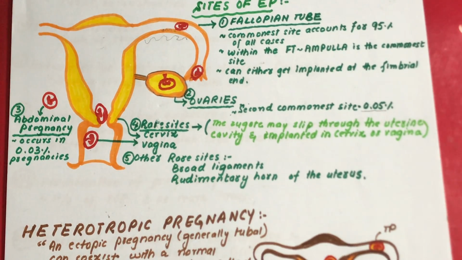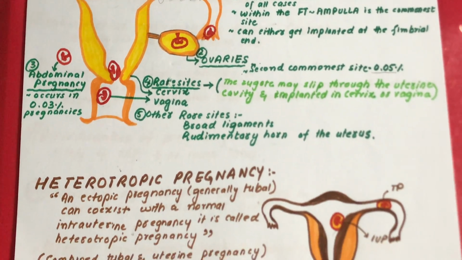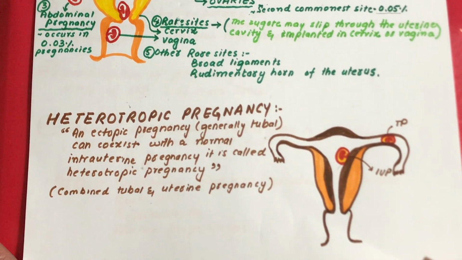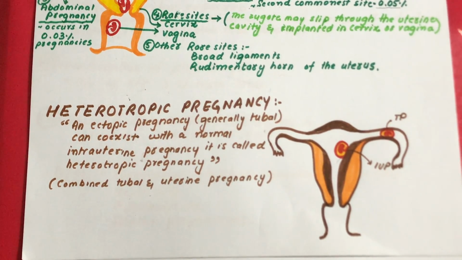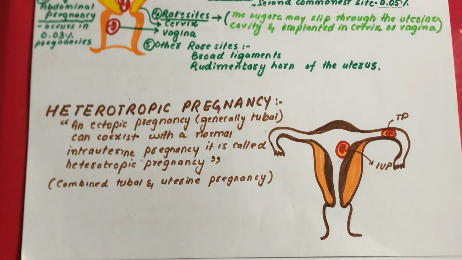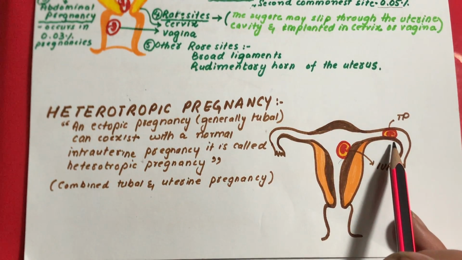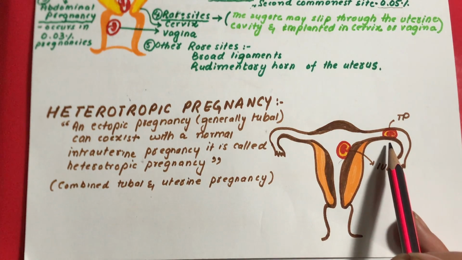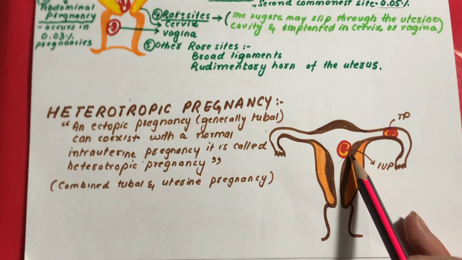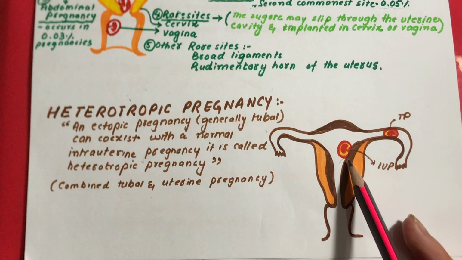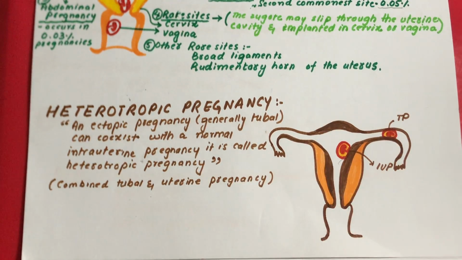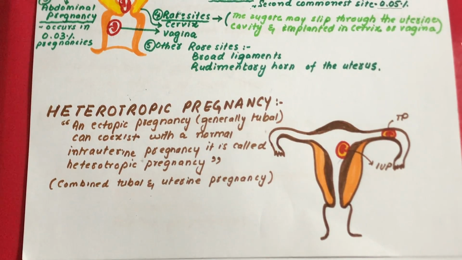Then moving on to what is heterotopic pregnancy. Again, a question asked in many places. Heterotopic pregnancy is an ectopic pregnancy, generally a tubal pregnancy, which coexists with a normal intrauterine pregnancy. When there is a combined tubal and uterine pregnancy, this is known as heterotopic pregnancy.